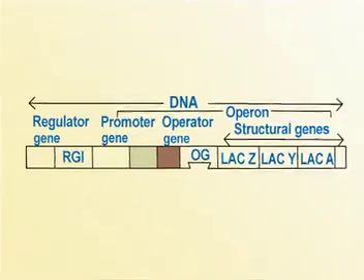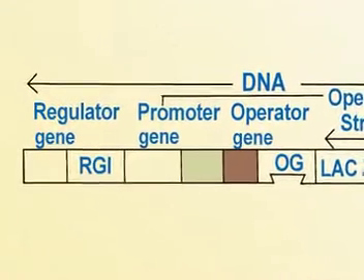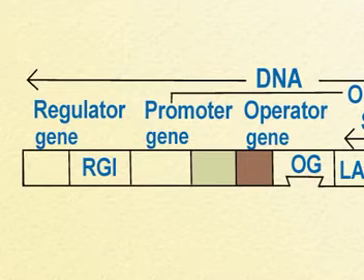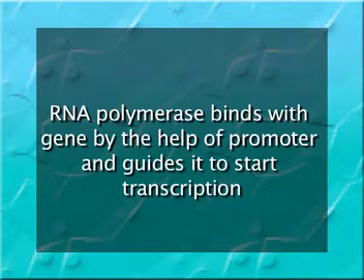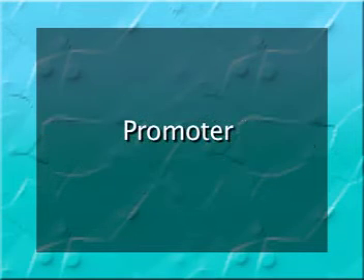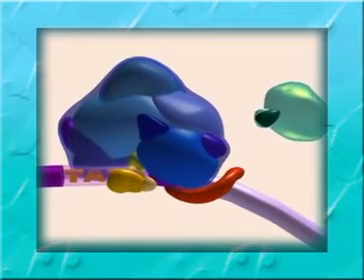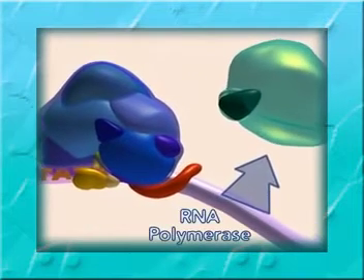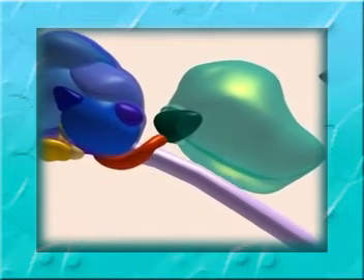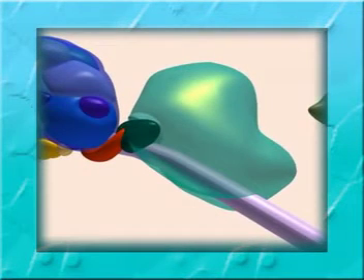Among the number of different elements present in this region, the promoter is the most important regulatory element. RNA polymerase binds with the gene with the help of the promoter and is guided to start transcription. Now, what is a promoter? A promoter is defined as a sequence of DNA having the signal which directs the proper binding of RNA polymerase to DNA and activates it to a form which is capable of initiating the transcription.